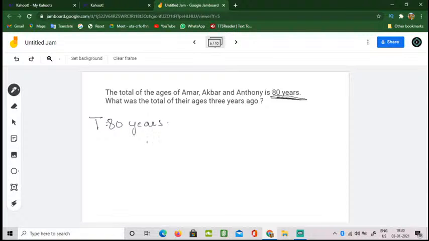So it is 3, and there are three brothers, so we have to do 3 again, and 3 into 3 is 9. And if we minus 9 from 80, okay, that's wrong. If we do 80 minus 9, you will get 71 years.